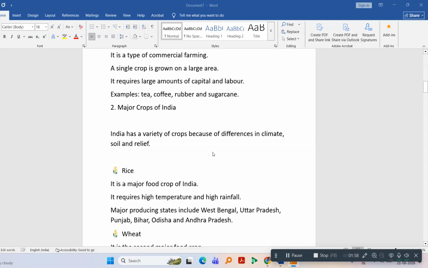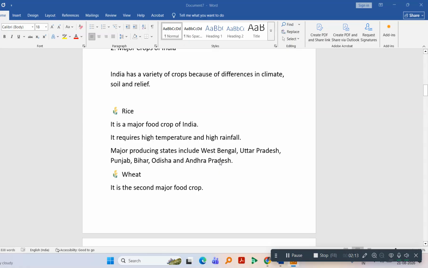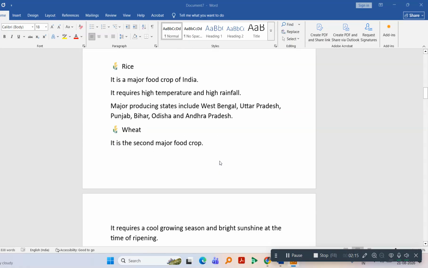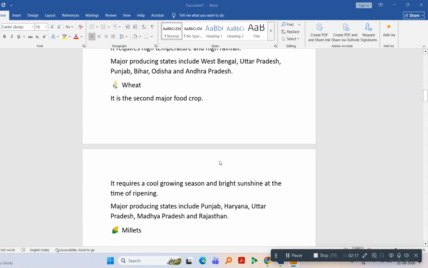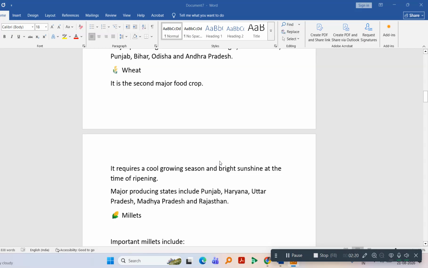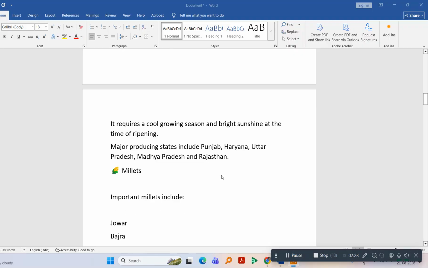Let's talk about rice. It is a major food crop of India. It requires high temperature and high rainfall. Major producing states include West Bengal, Uttar Pradesh, Punjab, Bihar, Odisha, and Andhra Pradesh. Wheat. It is the second major food crop. It requires a cool growing season and bright sunshine at the time of ripening. The major producing states include Punjab, Haryana, Uttar Pradesh, Madhya Pradesh, and Rajasthan.